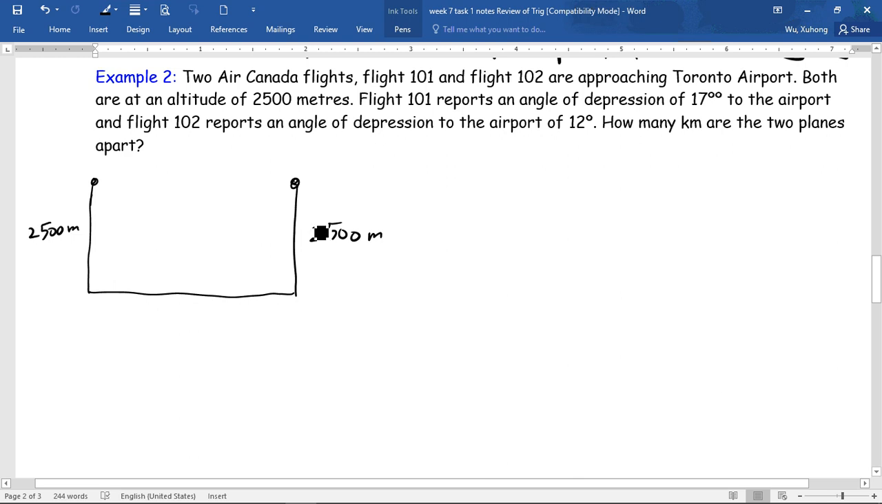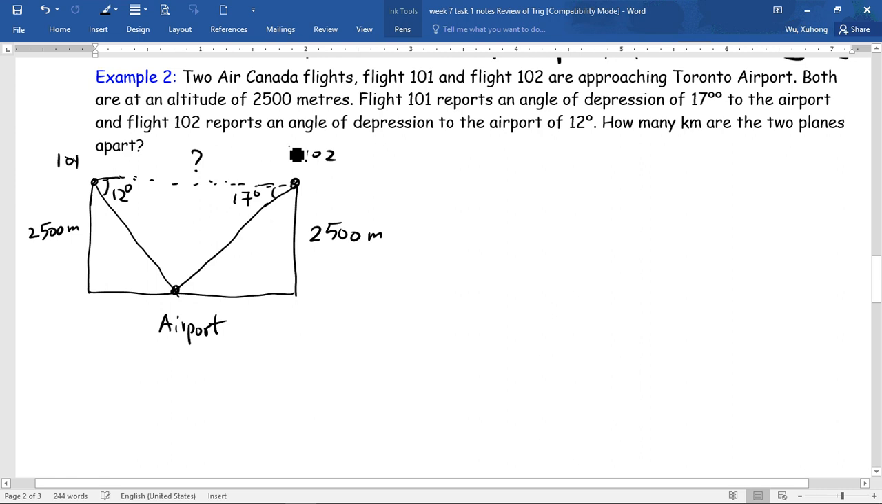And Flight 101 reports an angle of depression, which means from the horizontal look down. This one is the angle of depression. It's 17 degrees to the airport tower, and the other flight reports a depression from horizontal look down of 12 degrees. So this is the airport. And it is asking you how many kilometers the two planes are apart. It asks you how far these two planes are from each other. So this is Flight 101, this is Flight 102, okay?